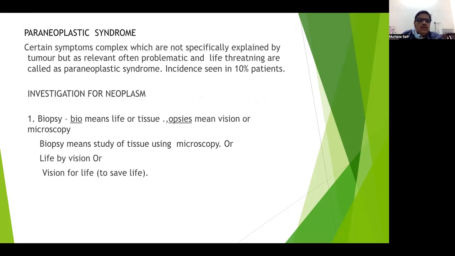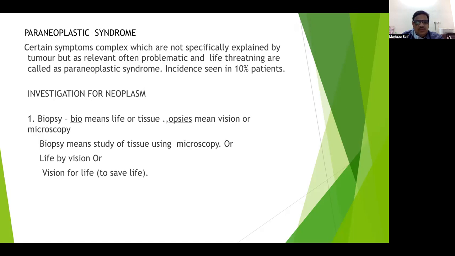Now come to paraneoplastic syndrome. It is also very important, and can come in the practical as well as theory examination. You must know that certain symptom complexes which are not specifically explained by the tumor, but are relevant, problematic and life-threatening, are called paraneoplastic syndrome. Incidence is seen in 10% of patients. So this is paraneoplastic syndrome. I won't go into detail about it.